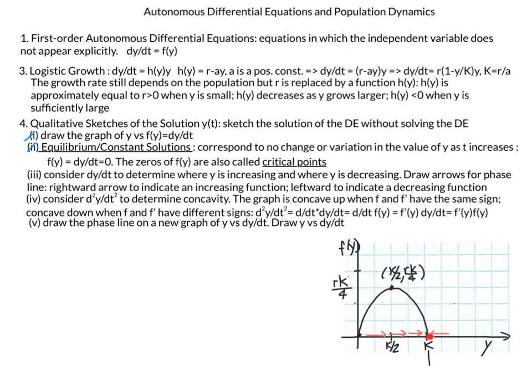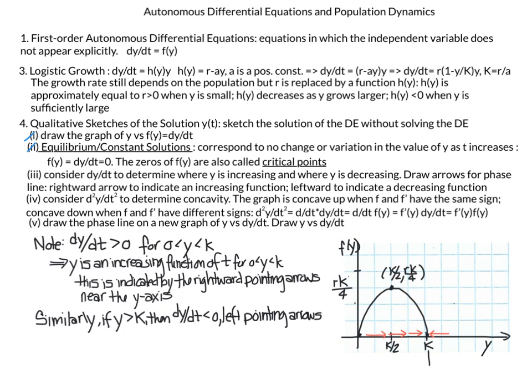But what you can see from this graph is that for this whole parabola arc between 0 and k, the derivative of y is positive. So I have this note here: dy/dt is positive for y between 0 and k. Again, this is a graph of the derivative of y. So here the derivative of y is positive, meaning y is an increasing function of t for y between 0 and k. The way we indicate this on this graph, because somehow we have to capture that information, is with these red arrows saying that it's increasing in this region.